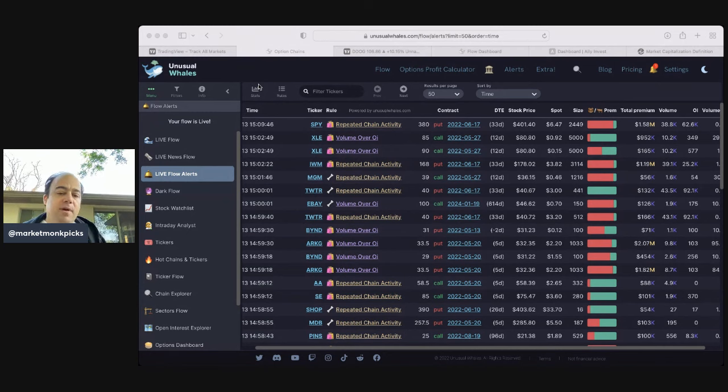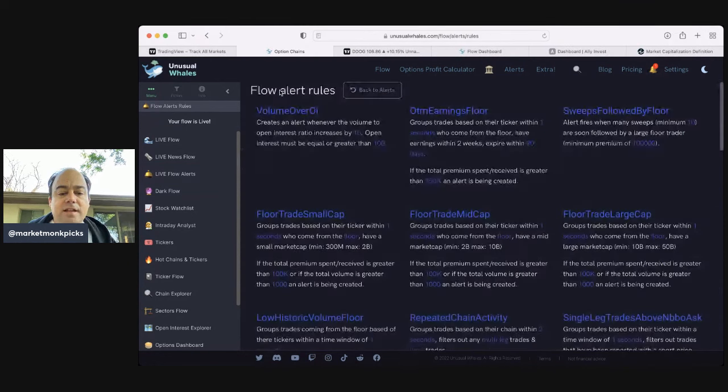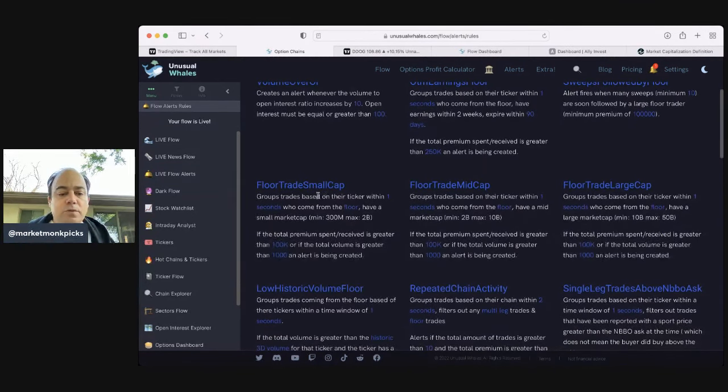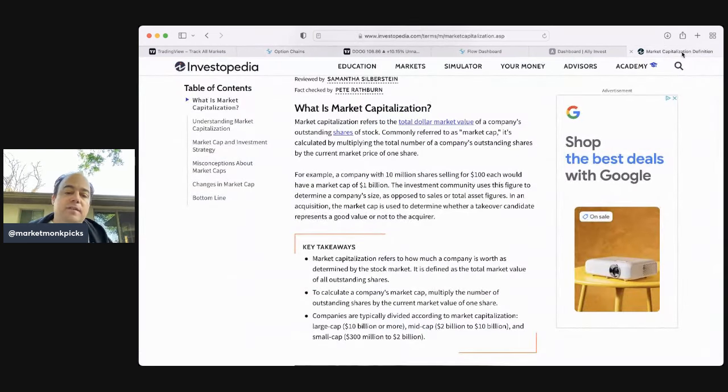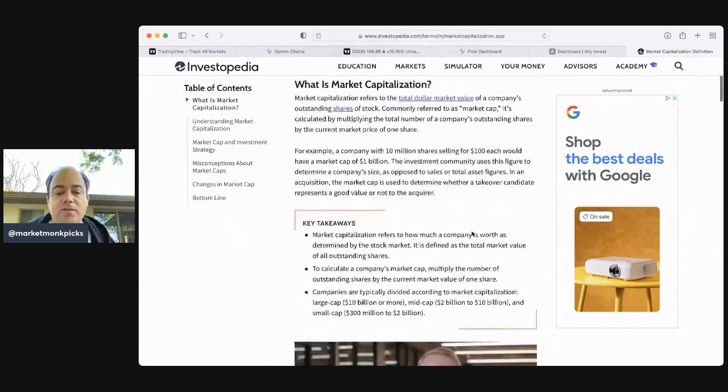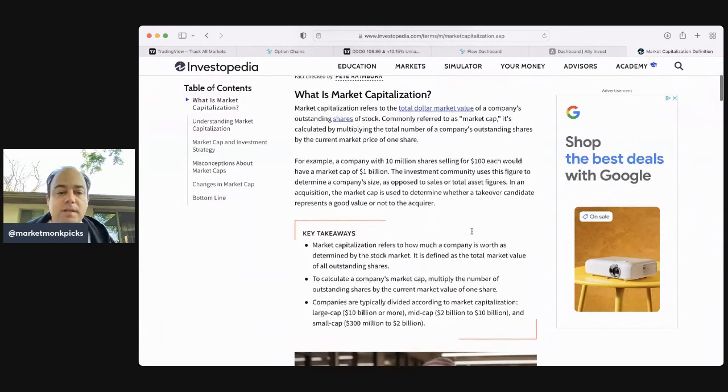I wanted to talk today about a really important aspect of my approach to trading and how I look at the market. Yesterday, when I was going through the live flow alerts feature, I talked a bit about how their rules organized stocks by market cap. So small cap, mid cap, large cap. I just want to break that down simply and define what that is, and more importantly, why it's relevant for you as a trader to take market cap into account.